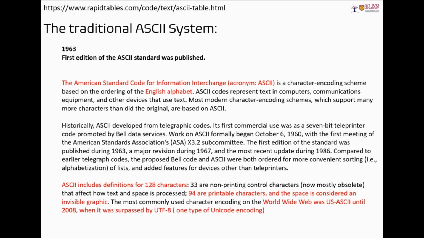So the first edition, the first standard, was developed back in the early 60s and then was updated over time, with possibly the most recent updates being in the 1980s and 1990s, guys.